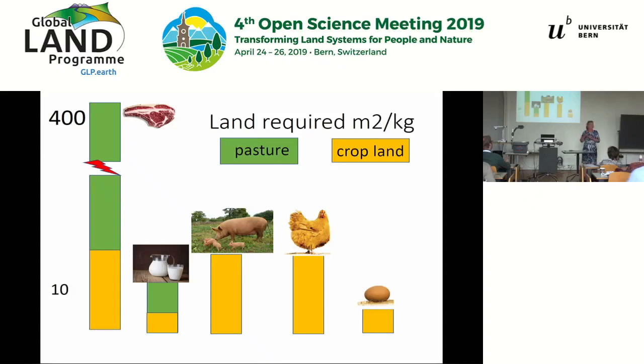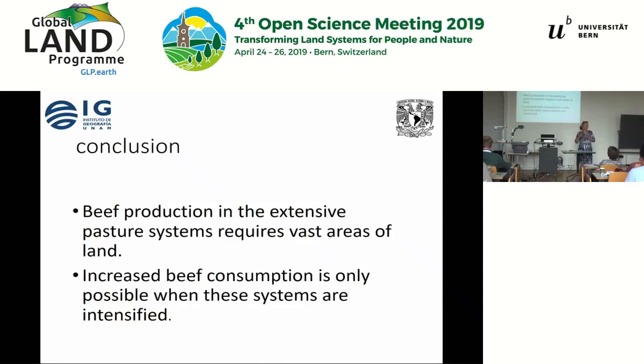If we did calculations for the Netherlands too, then we end up at 80 square meters. So this is a typical Mexican situation. So the beef production uses vast amounts, and there's no way that with this system we can consume the future amounts of beef. So the Mexicans have to change the system or have to go for chicken and the pork. Thanks very much.